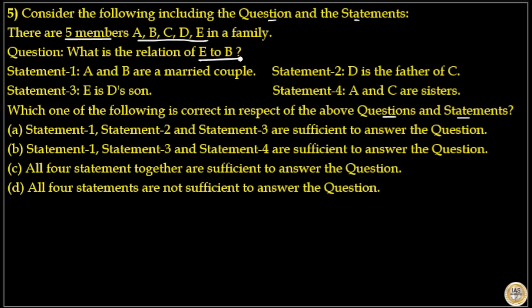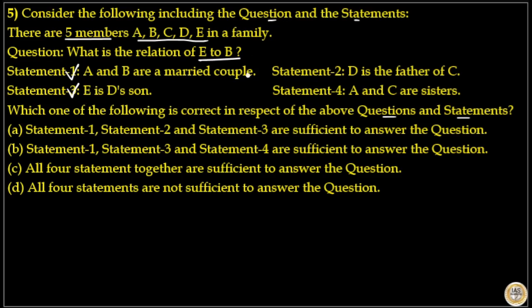So, let's check out the statements first. Here, we have to find out the relation of E to B. E is mentioned in statement 3, so statement 3 is required. And B is mentioned in statement 1, so statement 1 is required. In 2 and 4, there is no A and B mentioned. So, let's check out these 2 first.